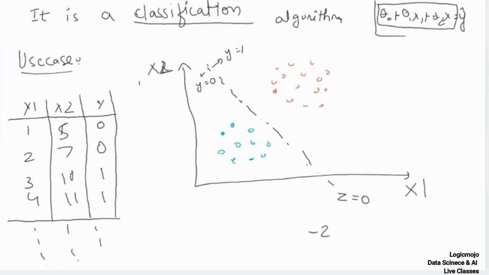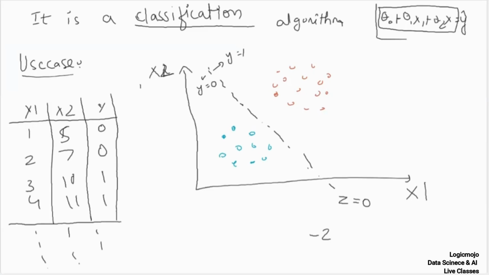How do I know which side of the line it is? Is it this side or that side? Any idea? I get z equal to -2 basically. So how do I know which side of the line it is? This line is z equal to 0.